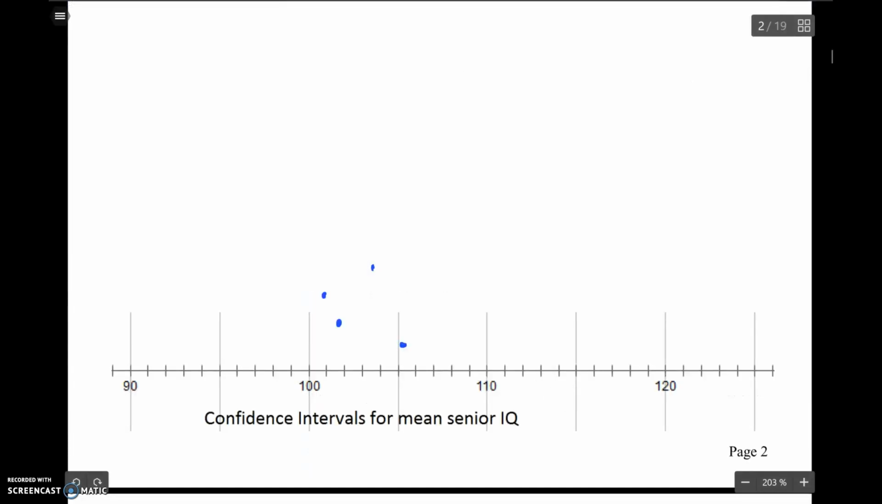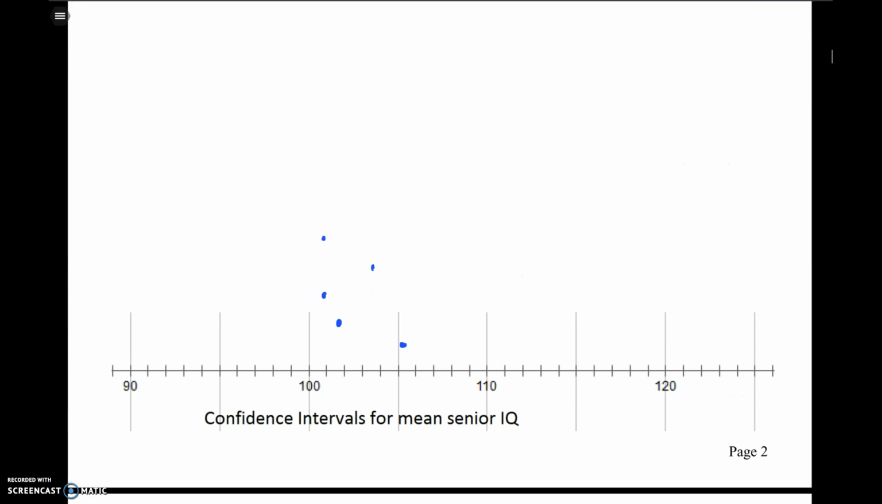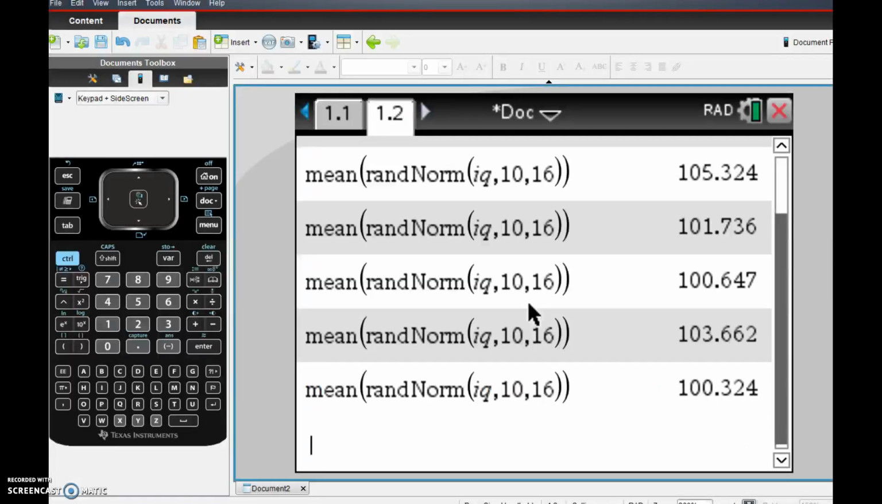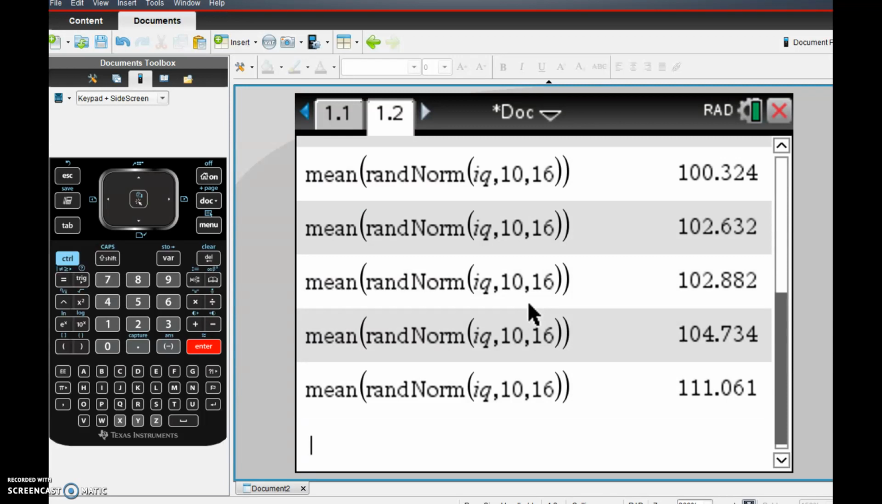I don't remember what I put in for the average. I thought it was like 110, but it's not looking like it, is it? Or is it? Maybe we're just getting unlucky. We only did 5. It's not the law of 5 numbers, it's the law of large numbers. 102.6, 102.9, 104.7, 111 there.